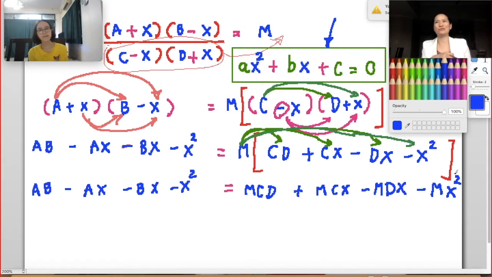Okay, this one is an important step, because if you just mix up the symbol, like a plus turns to be minus or minus turns to be plus, then the answer is going to be wrong. So we do it together step by step.